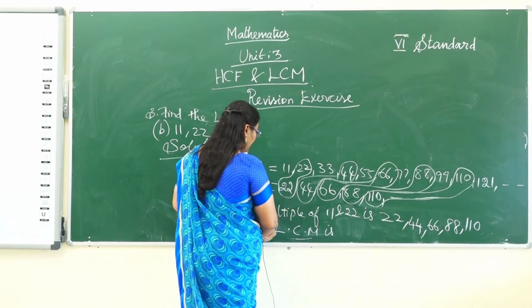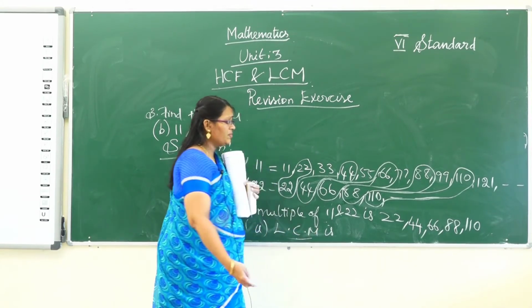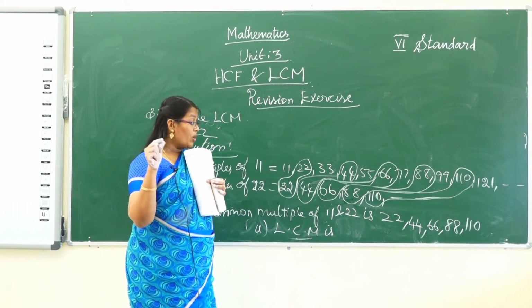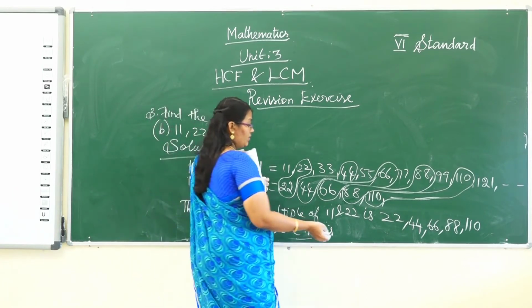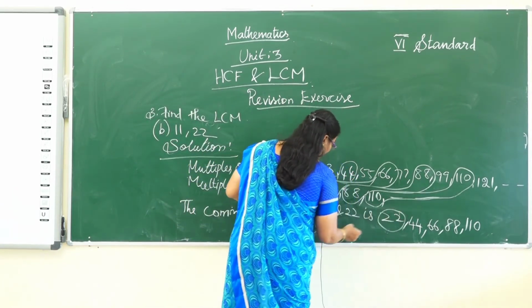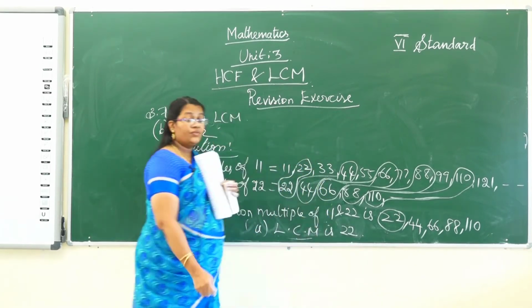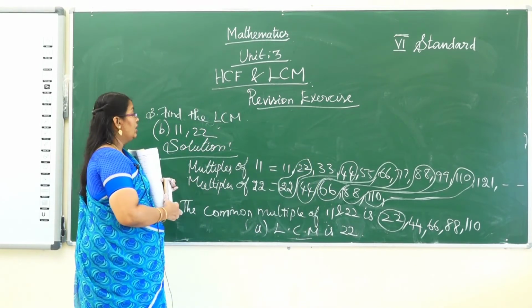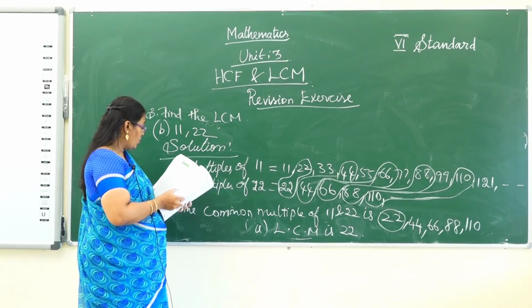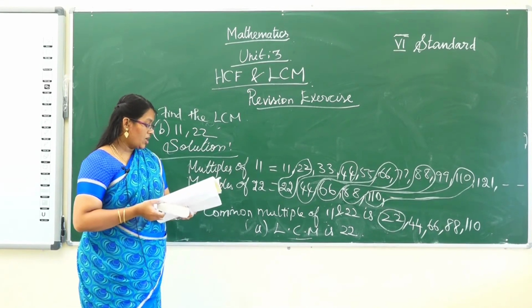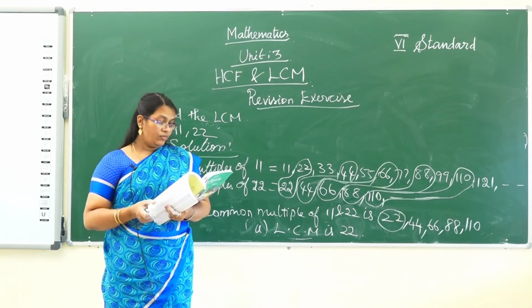And next we need the least common multiple. What is meant by least common multiple? Lowest common multiple. Which one is the lowest value here? 22. So LCM is 22. Therefore the LCM is 22. Remaining two problems are homework. See next one, fourth one.